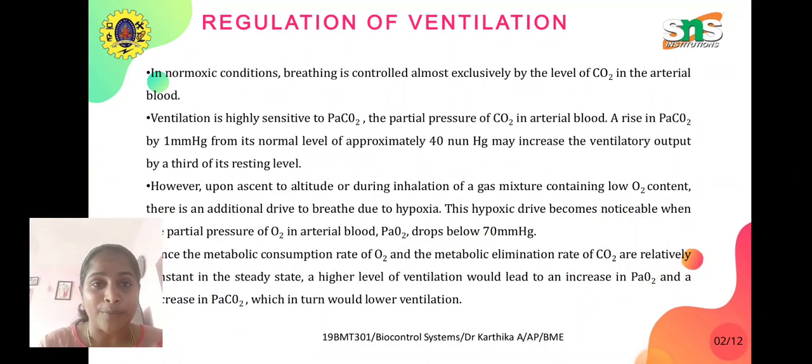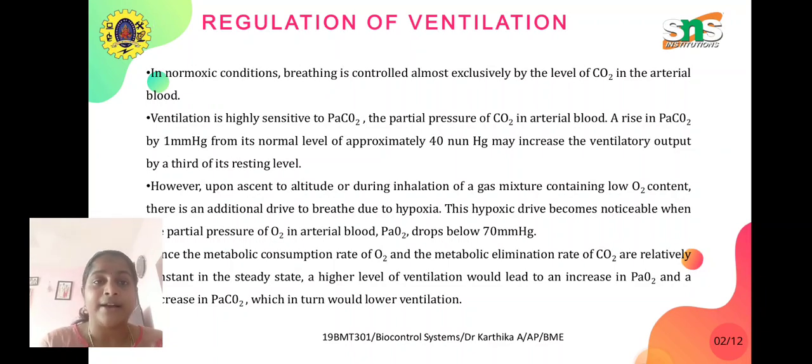In normoxic conditions, breathing is controlled almost exclusively by the level of CO2 in the arterial blood. Ventilation is highly sensitive to PaCO2, the partial pressure of CO2 in arterial blood. A rise in PaCO2 by 1 mmHg from its normal level of approximately 40 mmHg may increase the ventilatory output by a third of its resting level.